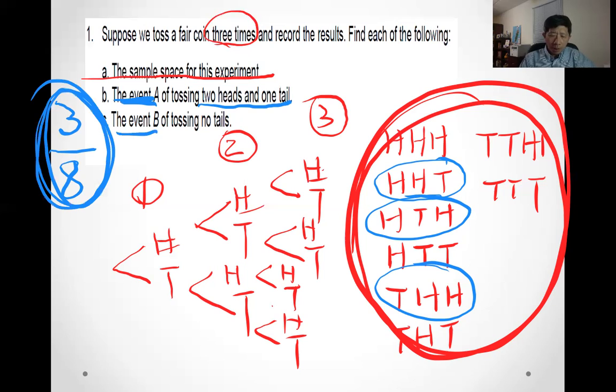So this answer would be the events. We have to write it down: head, head, tail; head, tail, head; tail, head, head. All right, so this is called events because they answer the question for events, right?